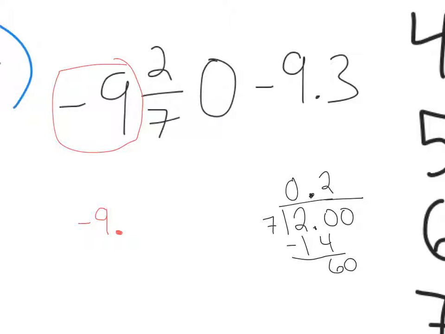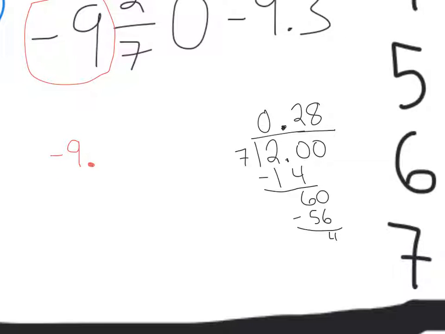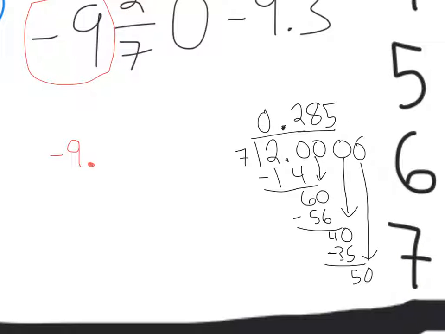7 goes into 20 2 times without going over. Subtract. We can put another 0 on the end and bring that down. And that will give us 5. Another 0 and bring that down. Okay, and that's probably enough for now. You can probably keep going forever and ever. So we're going to stop there.